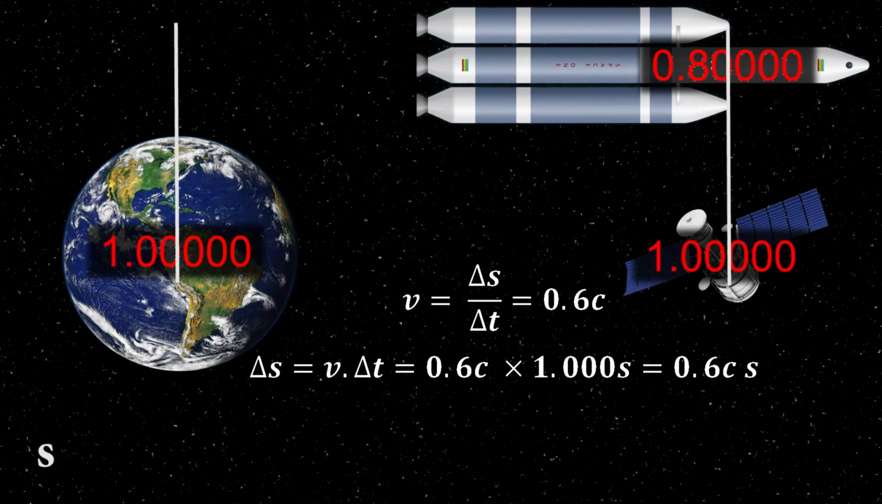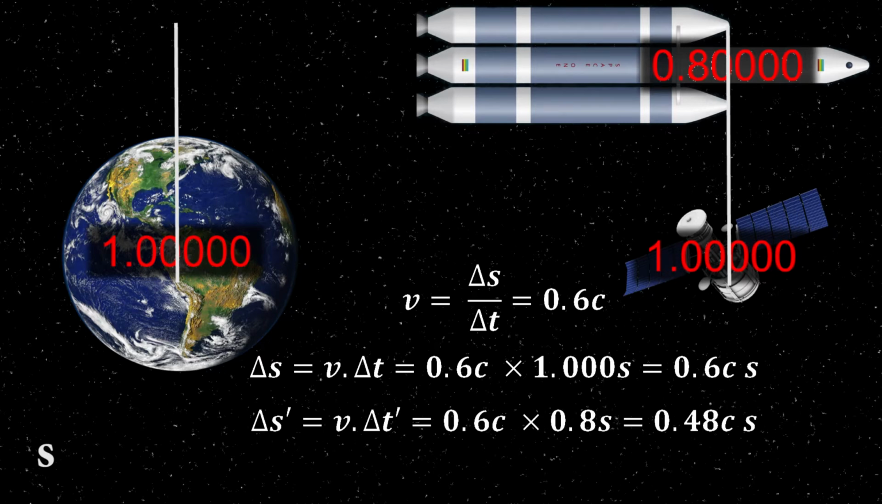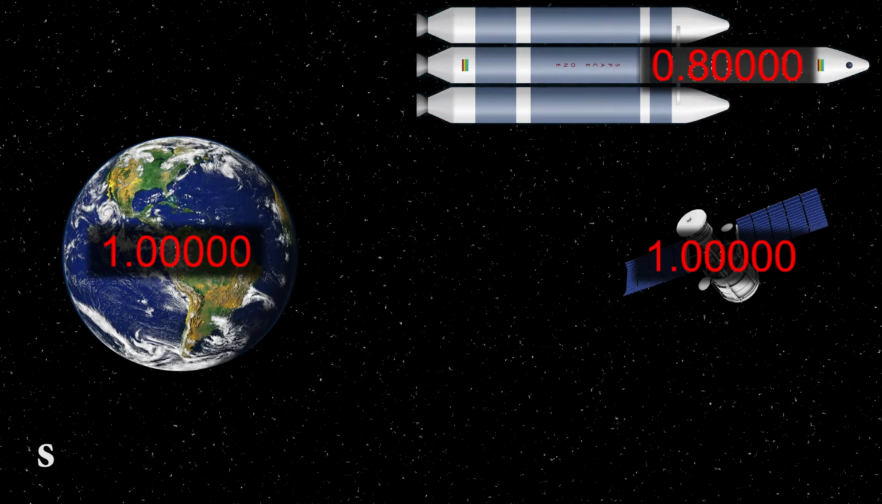Let's calculate this ds prime, or distance traveled according to the spaceship, the same way. So again, multiply speed 0.6c by 0.8 seconds. This yields 0.48 light seconds. So the distance traveled according to the spaceship is shrunk by the same factor as the speed of its clock and turns out to be 0.48 light seconds, hence this formula.